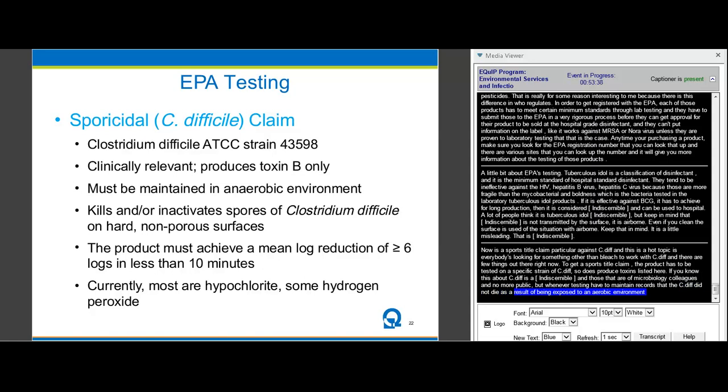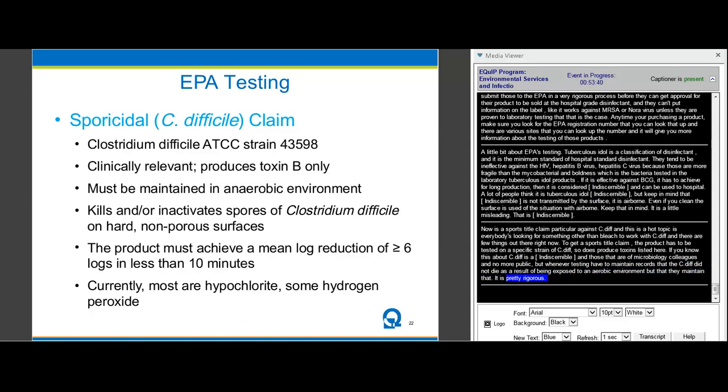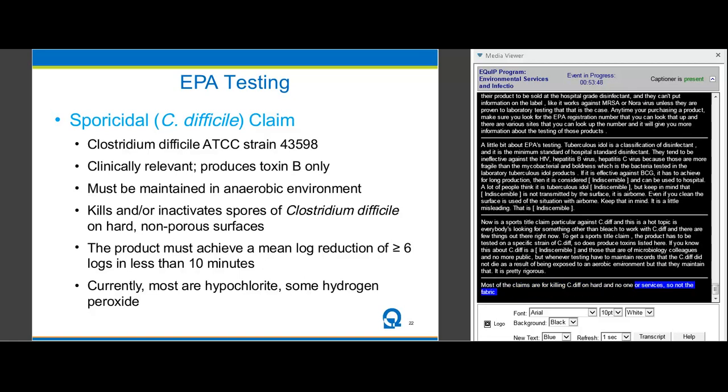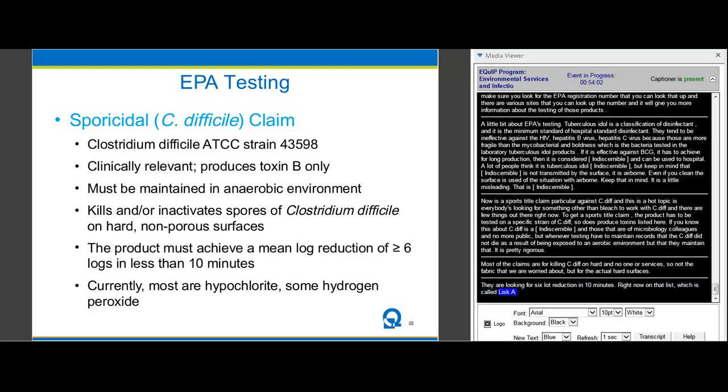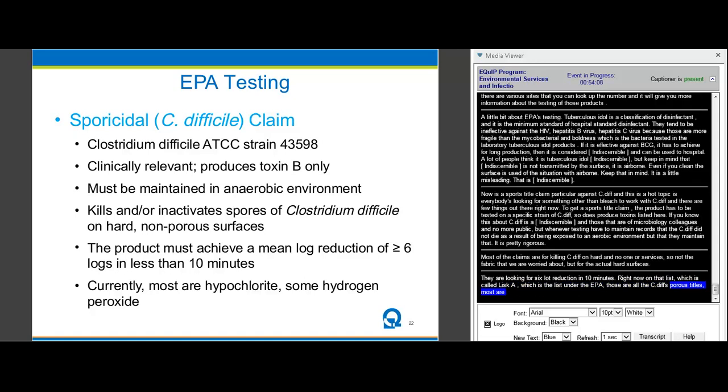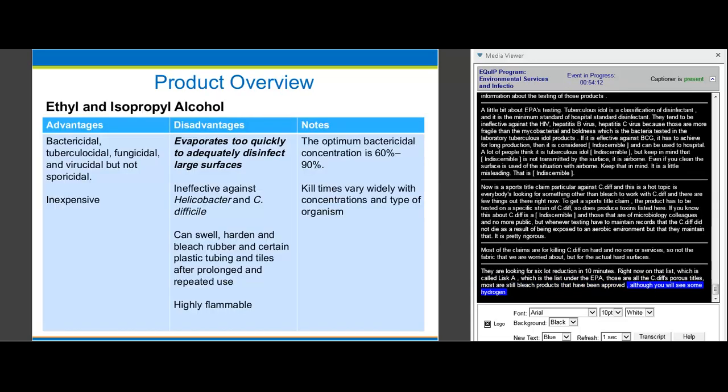Most of the claims are for killing C. diff on hard and non-porous surfaces, so not the fabrics that we're worried about, but the actual hard surfaces, and they're looking for a 6-log reduction in 10 minutes. Now, right now on that list, which we call List K, the list under the EPA, those are all the C. diff sporicidals. Most are still bleach products that have been approved, although you will see some hydrogen peroxide and combination products on that list. So I encourage you to look for those as well.